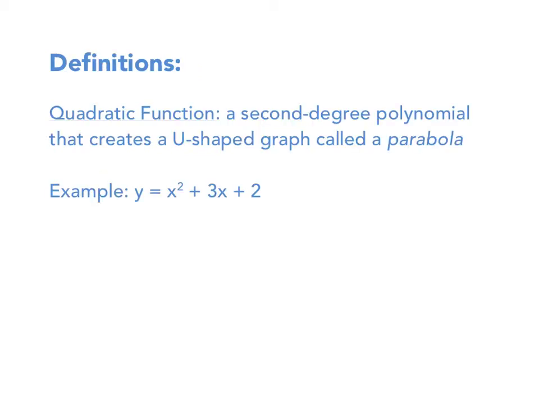So first, some definitions. A quadratic function is a second-degree polynomial that creates a U-shaped graph called a parabola. So it can create a graph that looks like this or like this on your coordinate plane. And you know you have a quadratic when you see this degree of 2, and that's the highest degree. If y equals x squared plus 3x plus 2, that's an example. You can get that down.